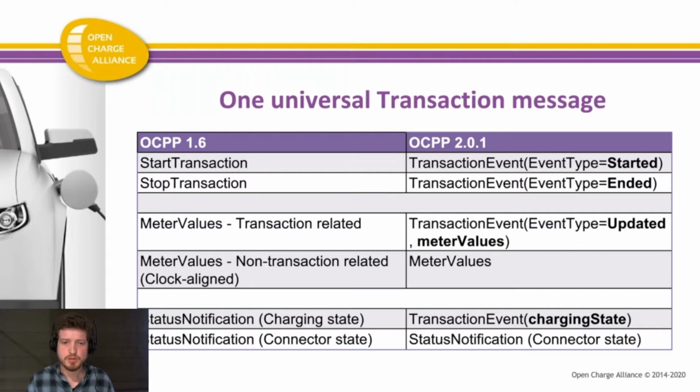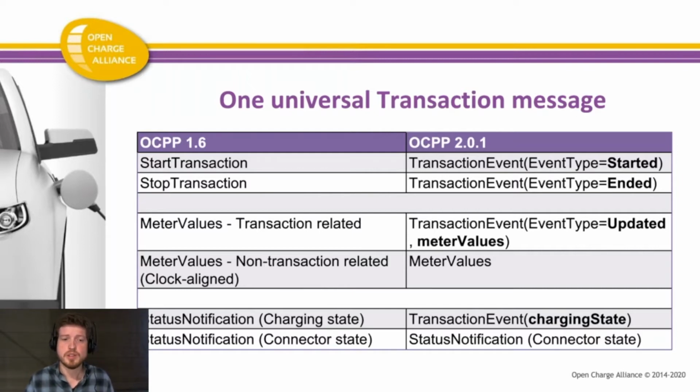Then the meter values, the transaction-related ones, so the sampled meter values, are also provided in the transaction event message, and that can be with an intermediate transaction event message with event type updated. The non-transaction related meter values, so for example, the clock-aligned meter values sent outside the scope of a transaction, can still be sent with a meter values message in OCPP 2.0.1.